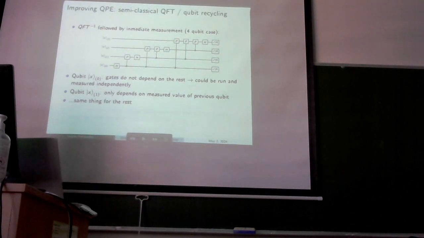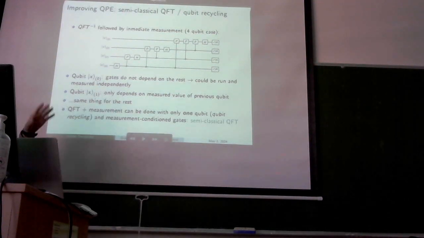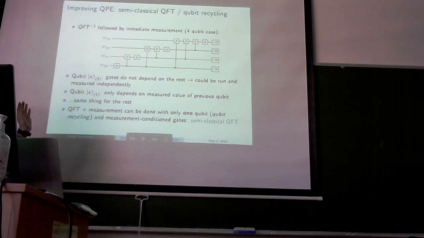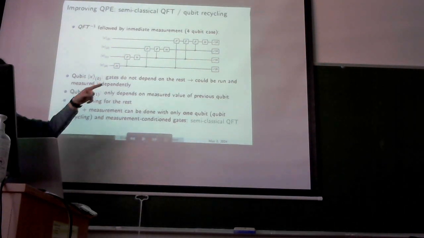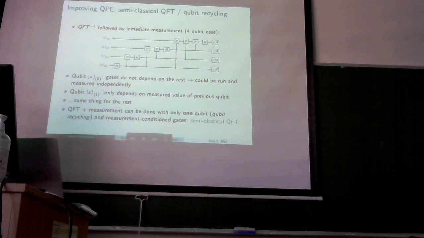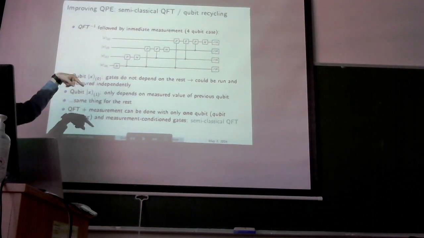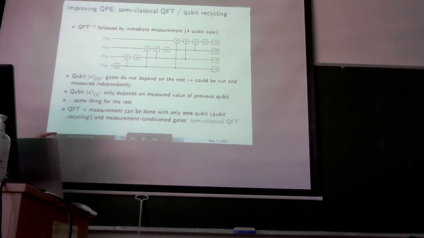I'm going to show in a circuit in a minute to understand this idea better. The goal here is that this can be applied to all the qubits, and in the end, we could simplify this combination of a QFT or an inverse QFT plus a measurement as a single qubit, in which you apply the gates for the first qubit, you make a measurement, you reset the qubit, you do the same thing for the next qubit, which would only depend on the measured values of the previously run qubits.